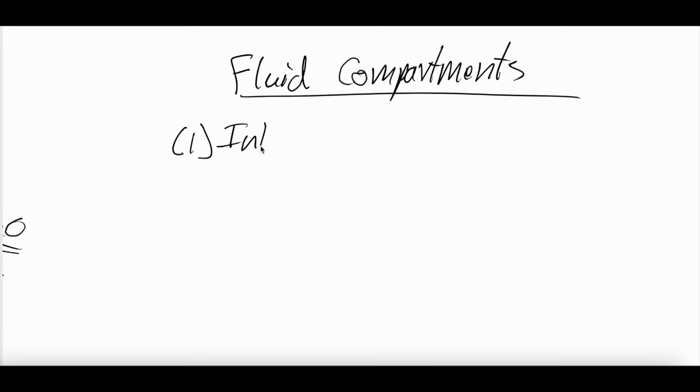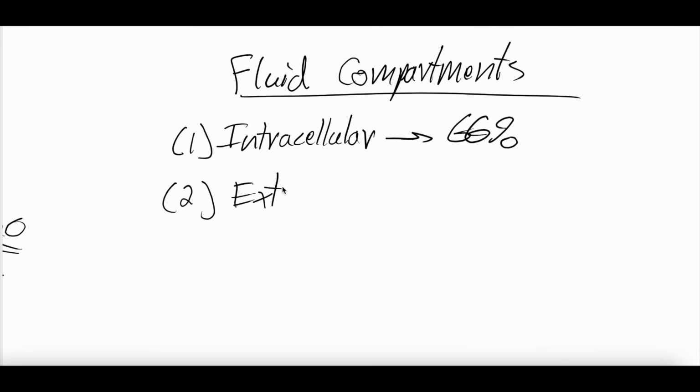There's the intracellular compartment inside of the cells, and this makes up the bulk of where fluid goes. 66% of fluid in the body is intracellular, inside the cells. There's then the extracellular compartment, the area outside of the cells, and this represents about 33% of all fluid in the body.